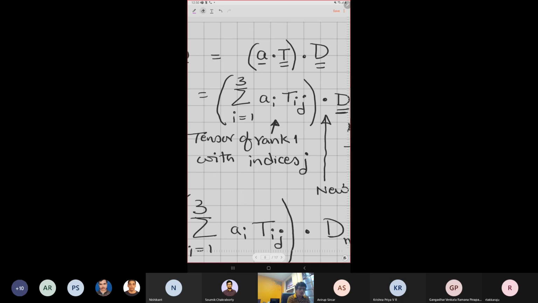A_i T_ij. Now what is the free index here? J. Now D. Maybe if I have something like D_kp. Now that J and K I have to condense. So either J replaced by K or K replaced by J. That I have to do.